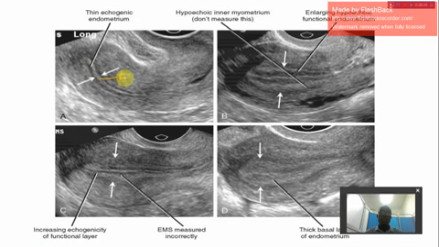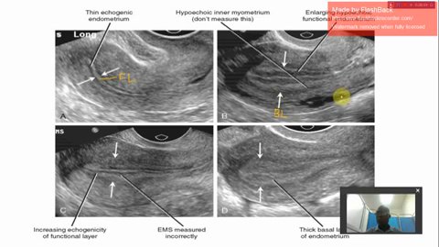That's the functional layer here, and the border outside the functional layer here is the basal layer. So this is the basal layer you are seeing here.